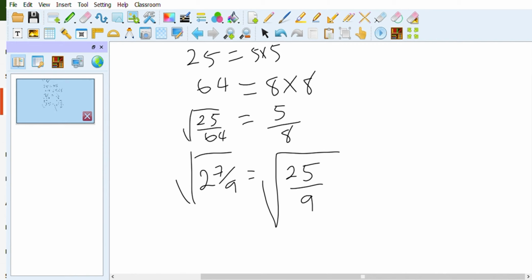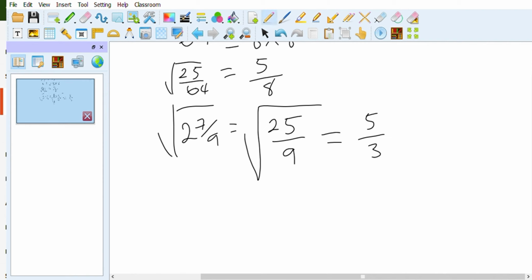Just like we did in the previous example, we know that 5 times 5 is 25, which means that the square root of 25 is 5. And we know that 3 times 3 gives us 9, which means that the square root of 9 is 3. So the square root of 2 whole number 7 over 9 is the same thing as 5 over 3. Of course, we can also put this 5 over 3 back to a mixed fraction. If 5 is divided by 3, it goes 1, and the remainder is 2. Remember, that remainder will be written as the numerator all over 3.